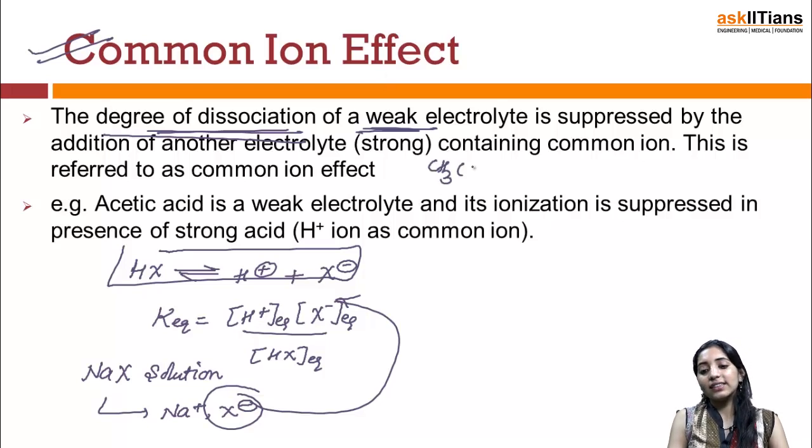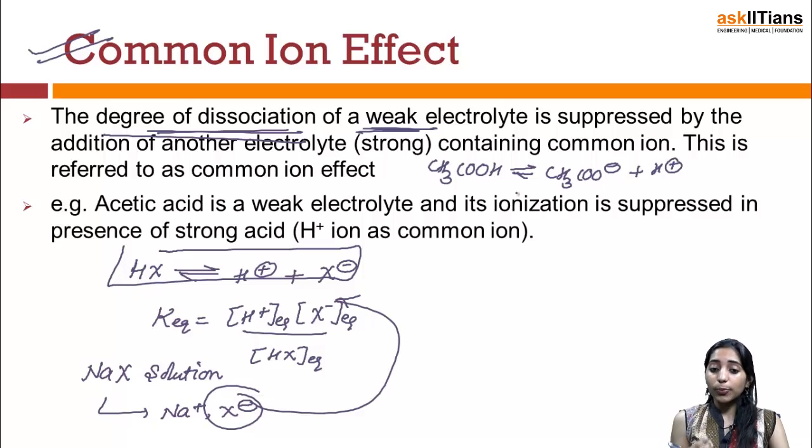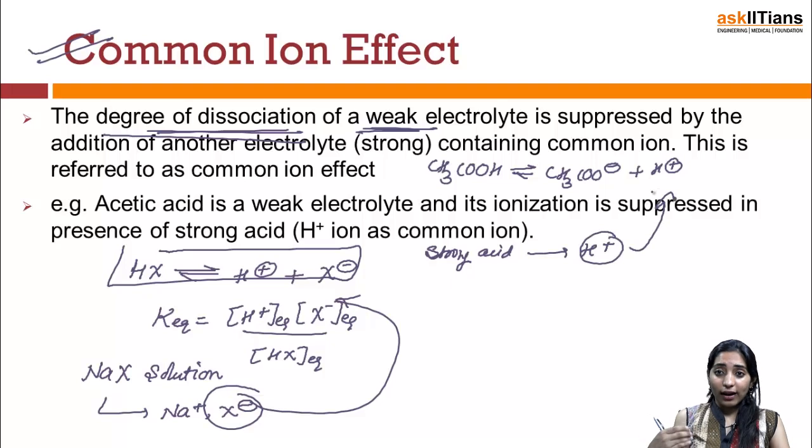So we can always write CH3COOH is going to form CH3COO minus plus H positive. And we say that its ionization will be suppressed in the presence of a strong acid which is having H positive as the common ion. So if I add any strong acid from outside, which will contribute to the addition of H positive to this equilibrium, now if the concentration of H positive in this equilibrium increases on the right hand side, the reaction is going to move in the left direction. If it moves in the left direction, that means the dissociation of acetic acid will be reduced. And this is what is meant by the common ion effect.